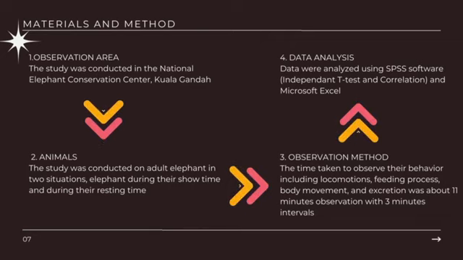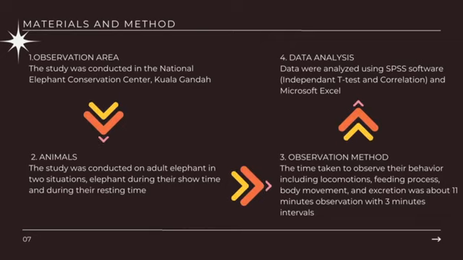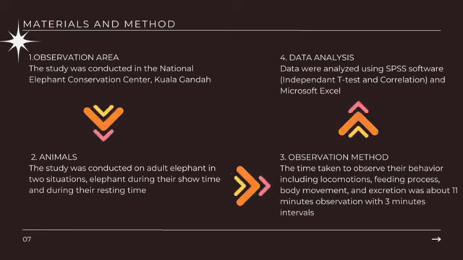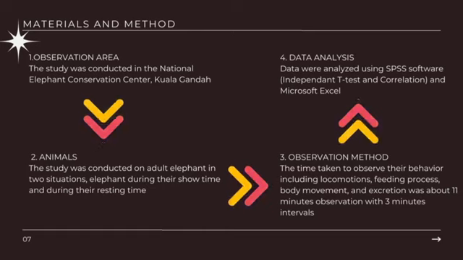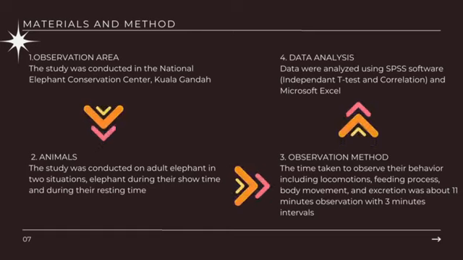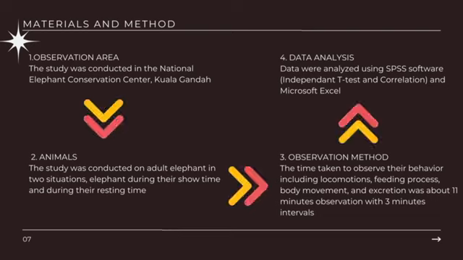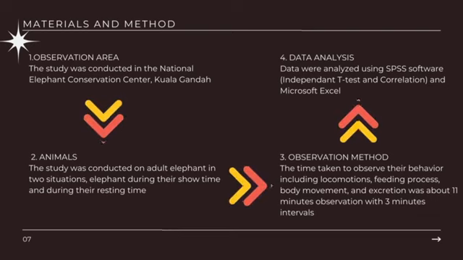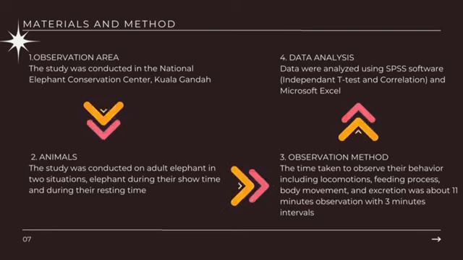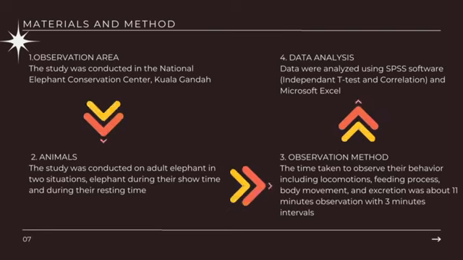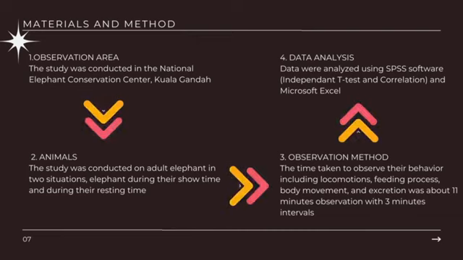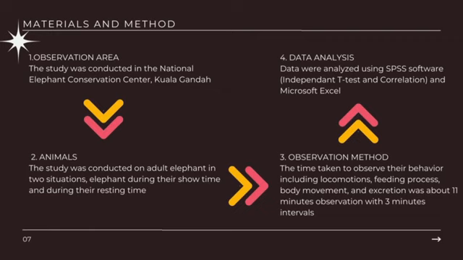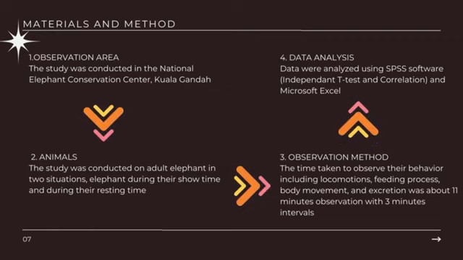First, the study was conducted at the National Elephant Conservation Centre, Kuala Gandah. The study was conducted on adult elephants in two situations, during their showtime and resting time. This only shows their non-social behavior. There was no social interaction between themselves observed throughout the observation. The elephants were observed during the daytime only. The time taken to observe their behavior was divided into 3 parts: first 3 minutes, second 3 minutes, and third 3 minutes in each situation.